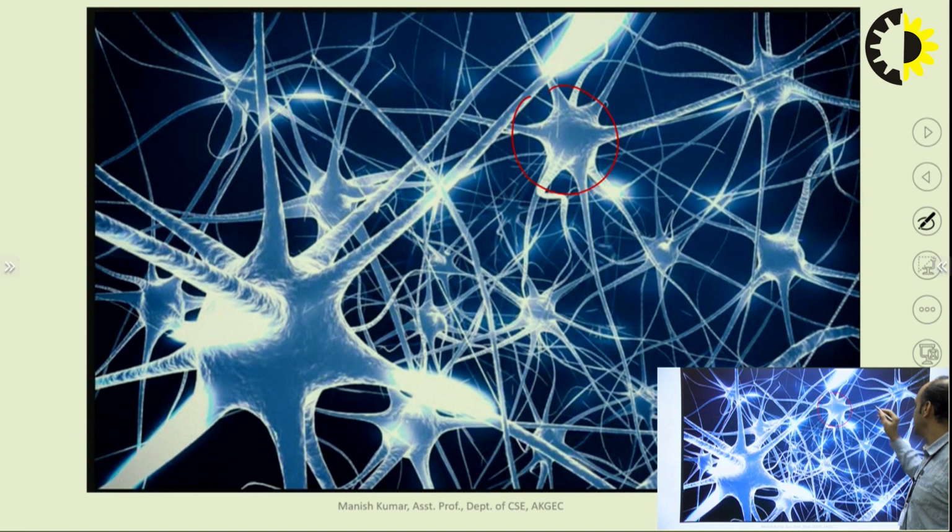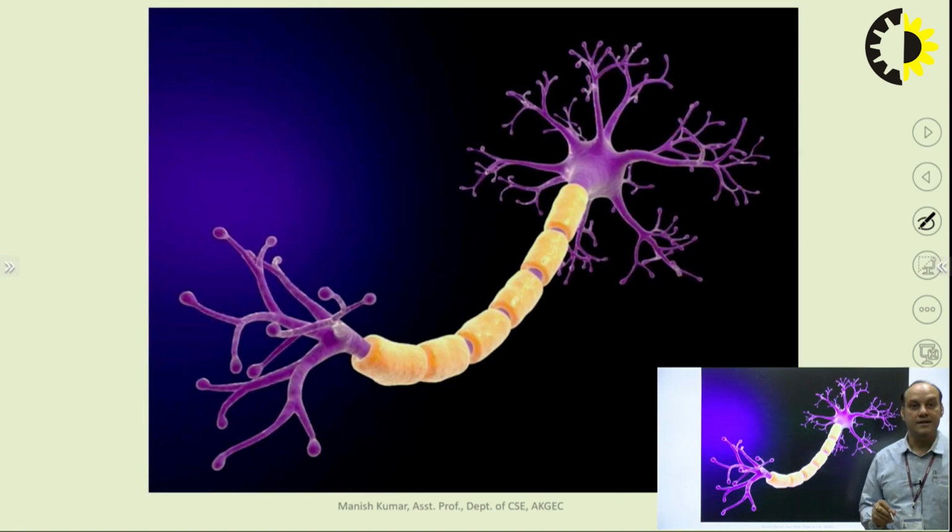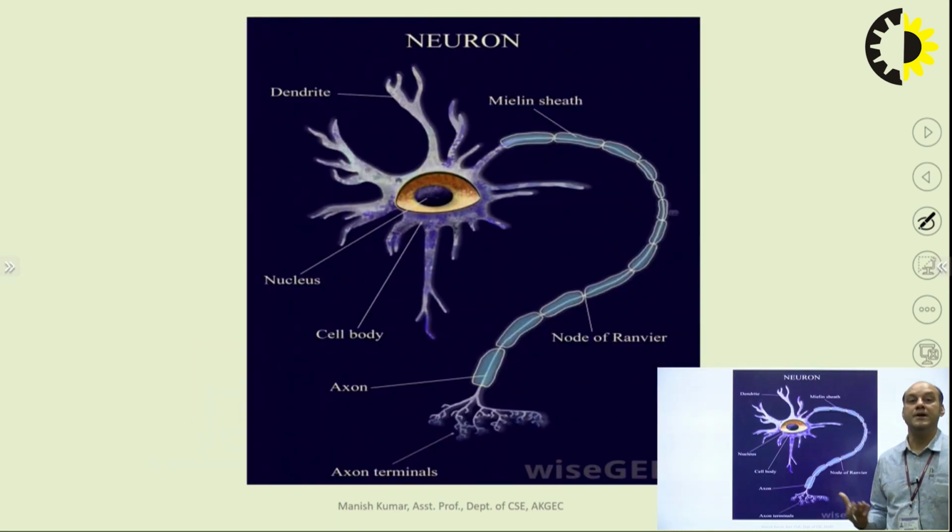This is the structure of a neuron. You all have studied this in biology, right? This is the structure of a neuron. From this biological neuron, the artificial neural network is built. So I have defined this neuron.